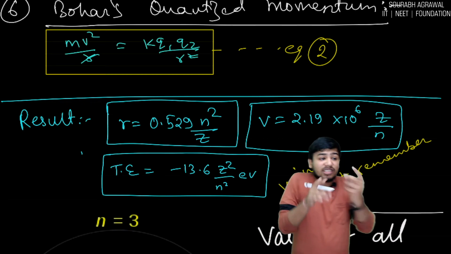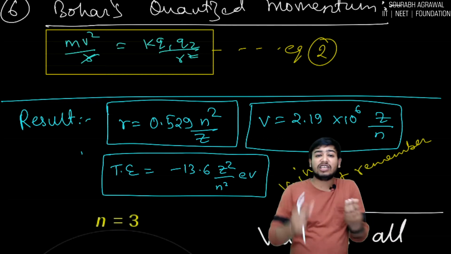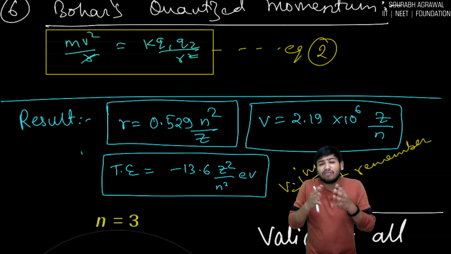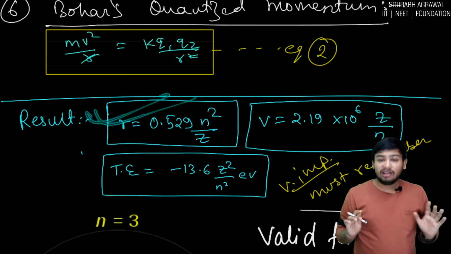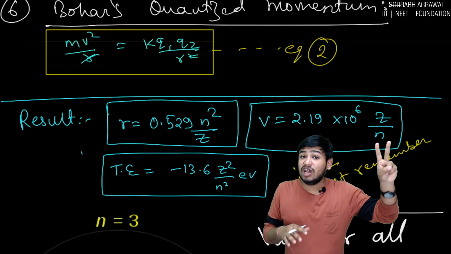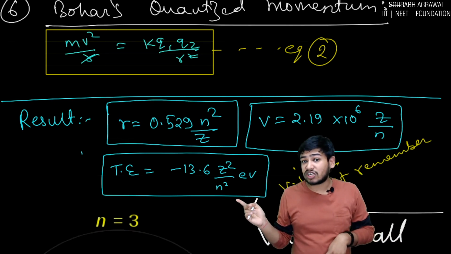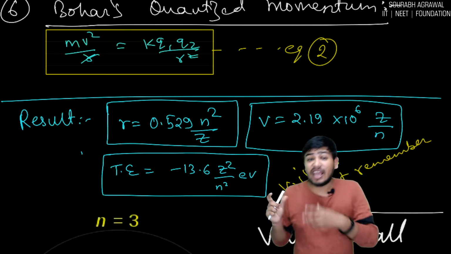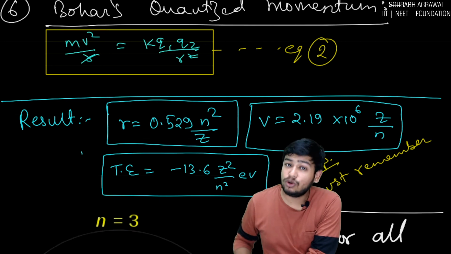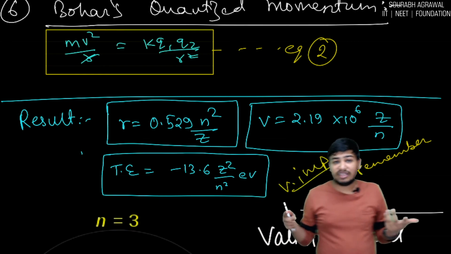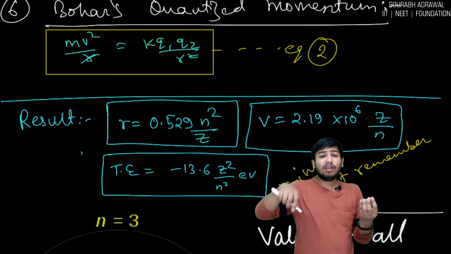What you have to remember is the radius. Radius of any orbit is given by 0.529 n square by z. N square by z. Simple. How did we get this? From two equations. One is the Bohr model equation, where he said that angular momentum is equal to an integral multiple of h by 2 pi, and the second is from the dynamics of circular motion.